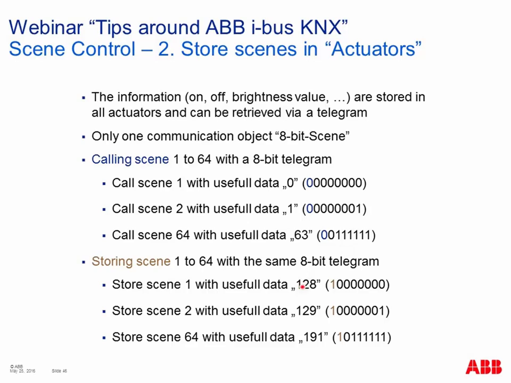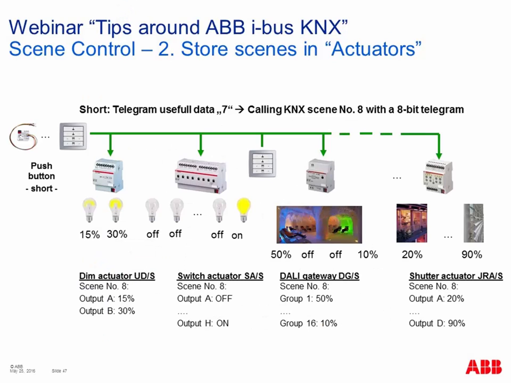And when we want to store a scene, then the first bit is always 1. So when we press long, we want to store scene number 1, and then the first one is 1, 0, and all other bits, the number of the scene, are still 0, so we have the value 128 on our KNX bus. Or 191, which means the first bit is 1, store the scene, the second bit is always 0, and the 6 bits are all 1, which is our scene number 64. So when we get the value 191, we have the command store scene number 64. This is so far the explanation of our 8-bit value.